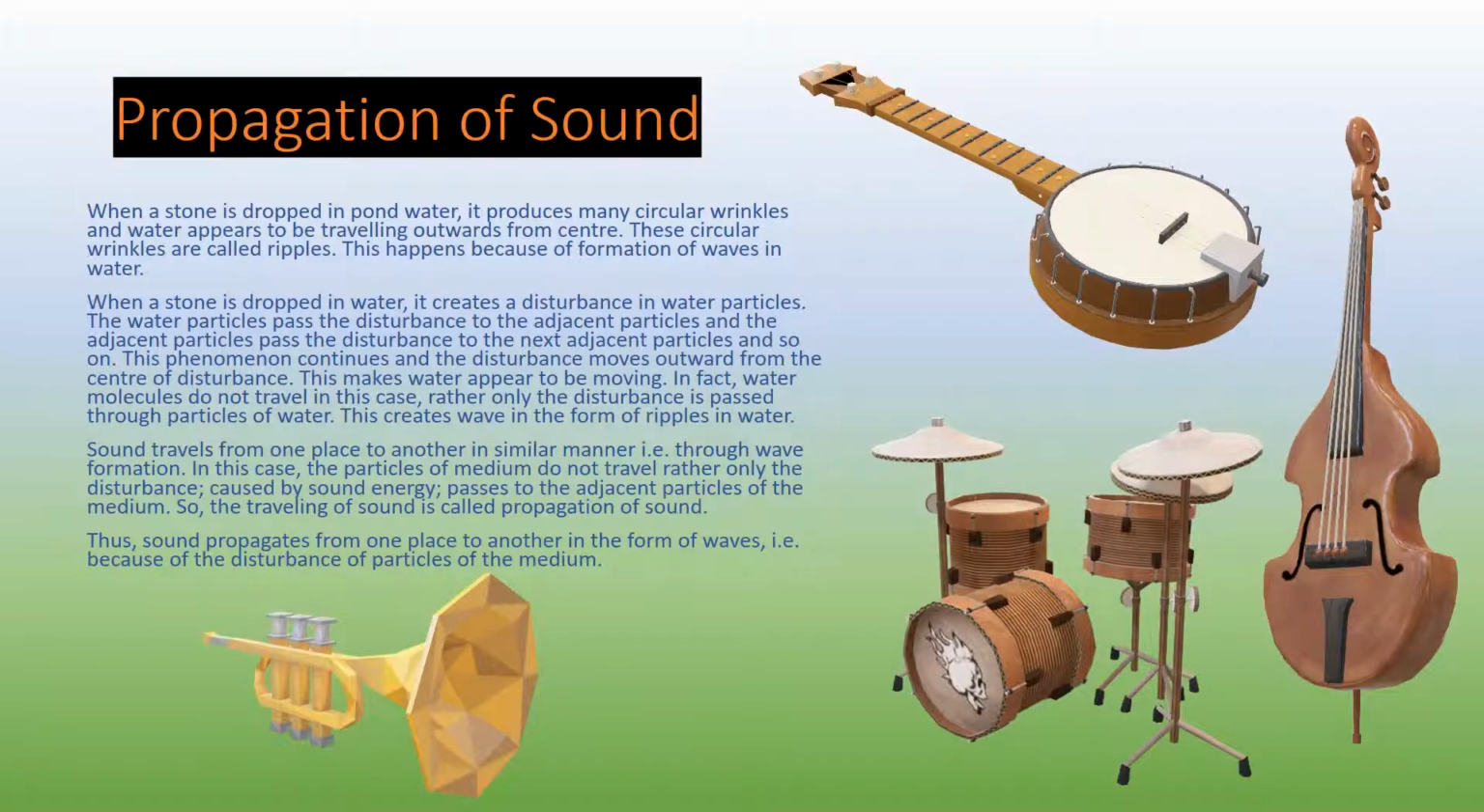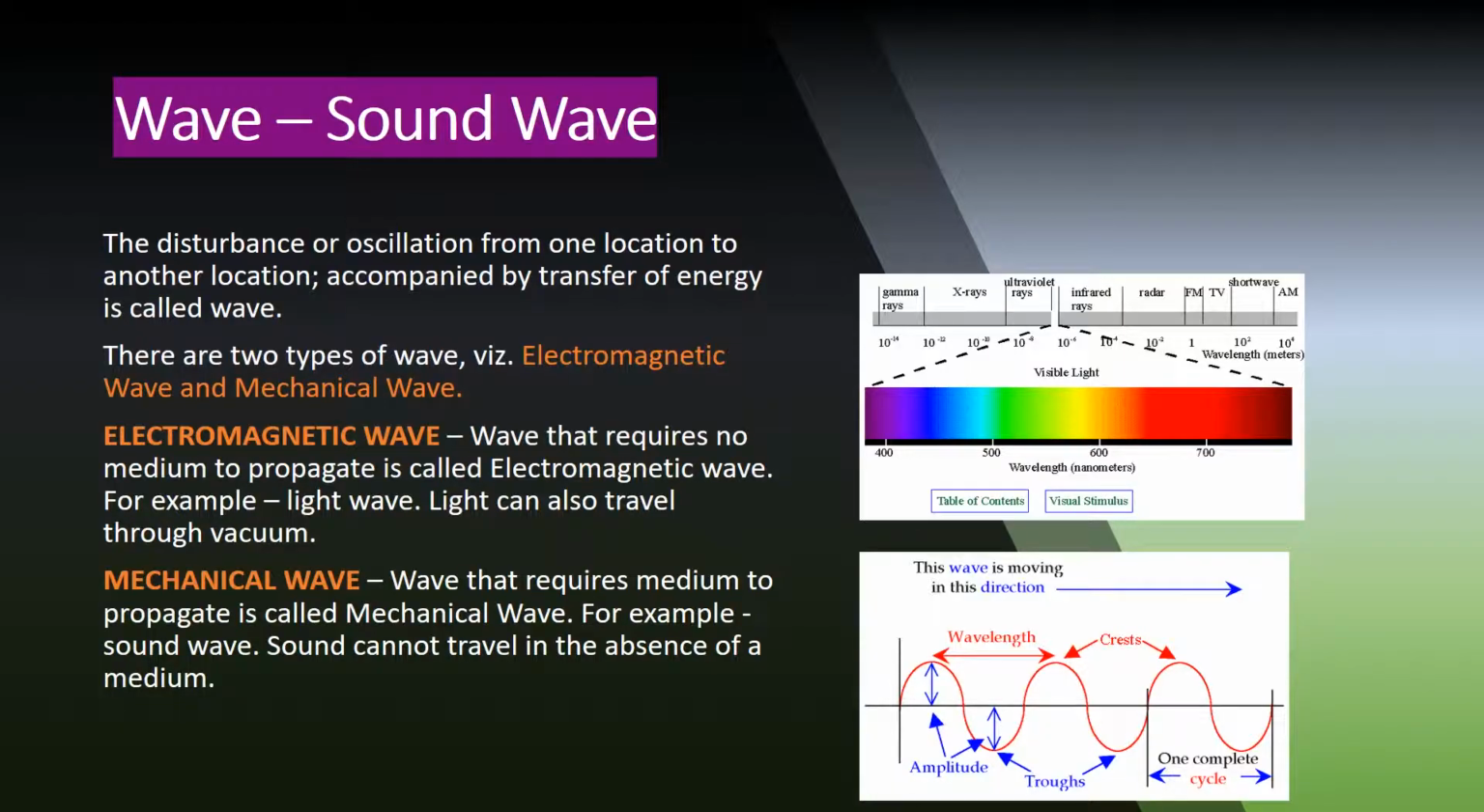Wave, sound wave. The disturbance or oscillation from one location to another location, accompanied by transfer of energy, is called wave. There are two types of wave, viz. electromagnetic wave and mechanical wave.